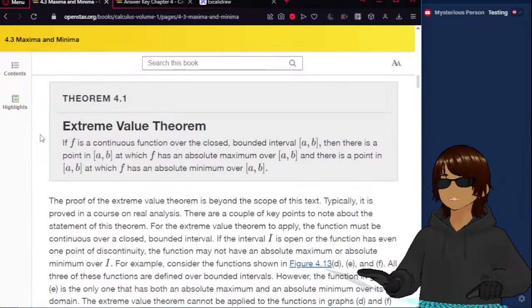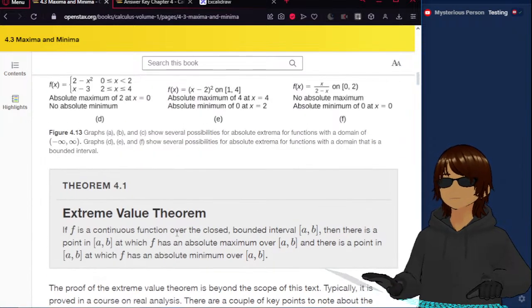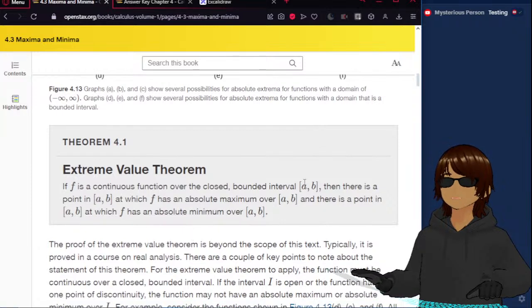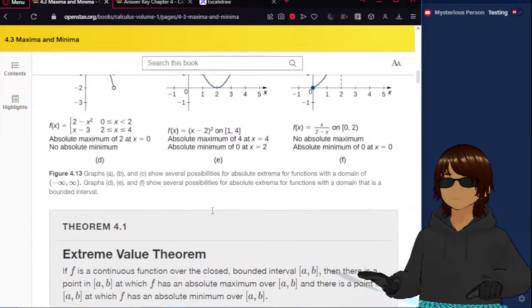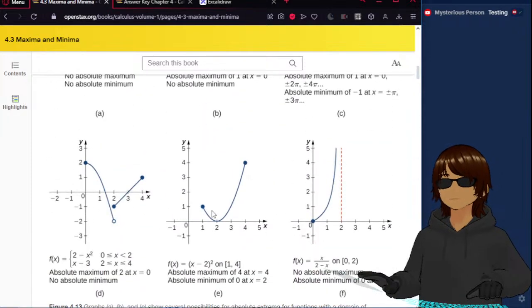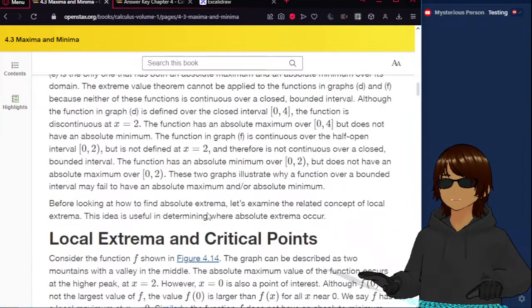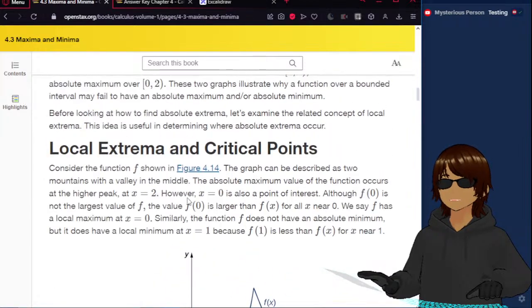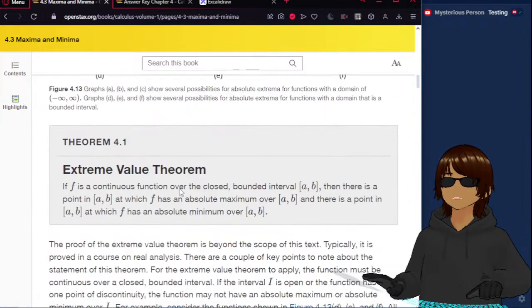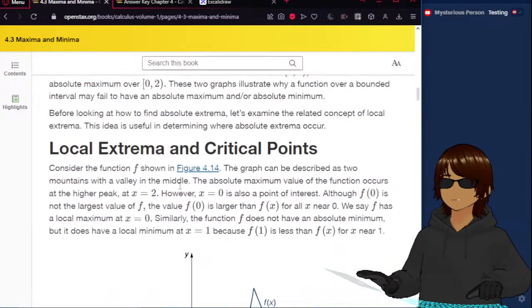Extreme value theorem. If f is a continuous function over a closed bounded interval a and b, then there is a point in a and b at which f has an absolute maximum over a and b, and there's a point at which f has an absolute minimum over a and b. Okay. So this is basically that absolute maximum and minimum exist.